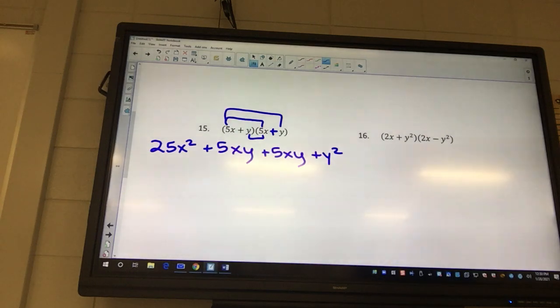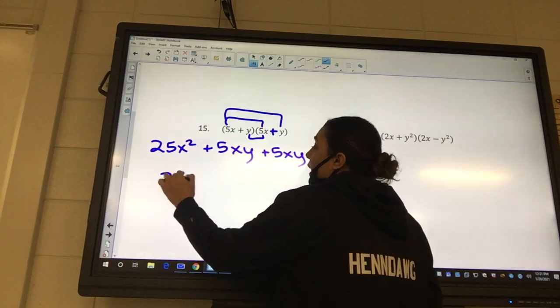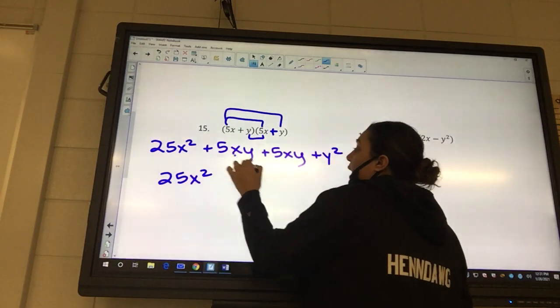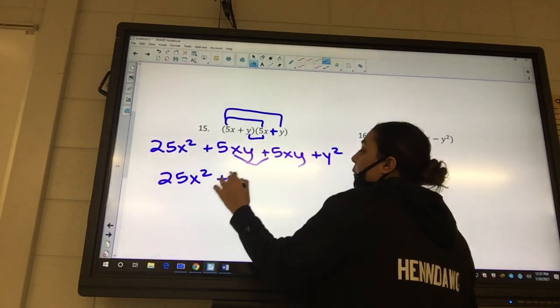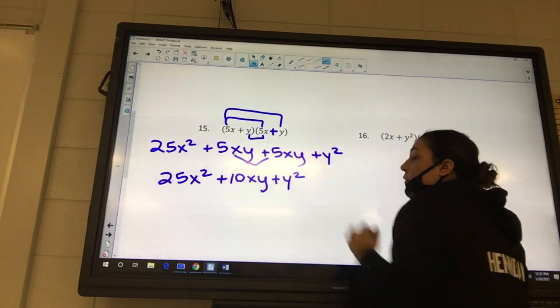Okay, so do the middle two terms cancel? No, they don't. So you have to add them together, and that's why I changed it to a plus sign so you can see what happens. So we're going to have 25x squared. We add the middle two terms together, so you're going to have plus 10xy plus y squared.